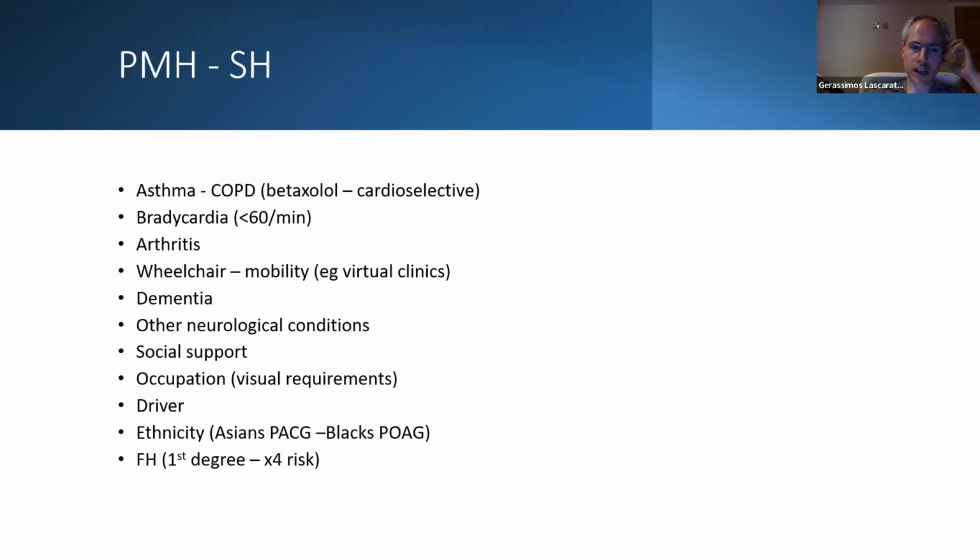We know that Asians are more likely to have primary angle closure glaucoma, and Afro-Caribbean patients develop more primary open-angle glaucoma, and it tends to be more advanced and more aggressive in general as compared to the Caucasian patients. And of course, family history, especially in first-degree relatives.